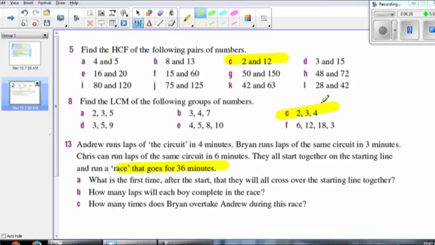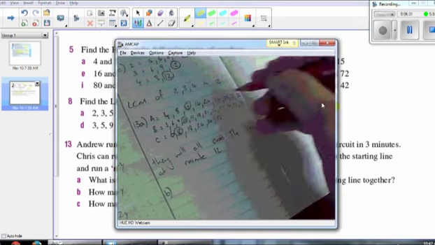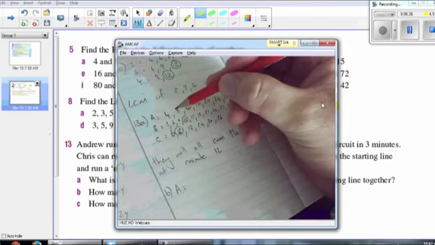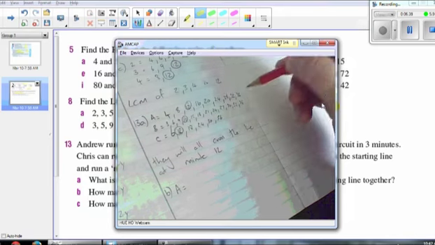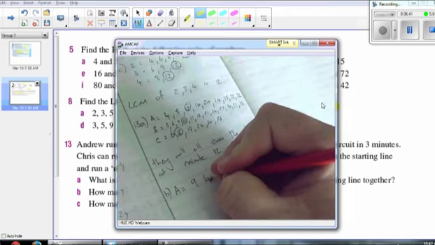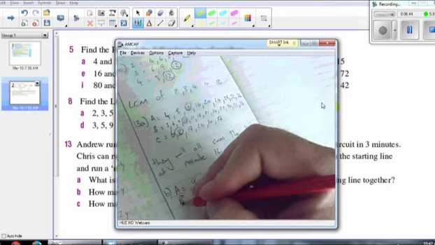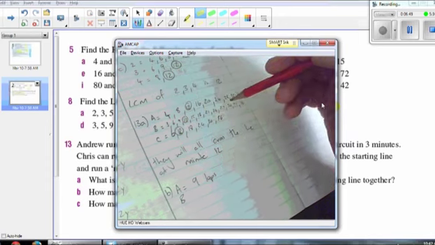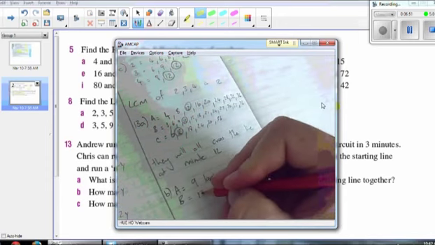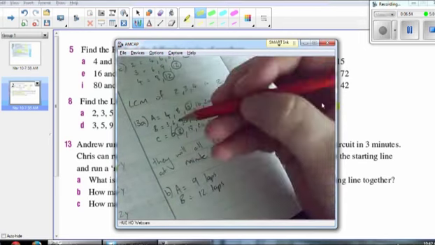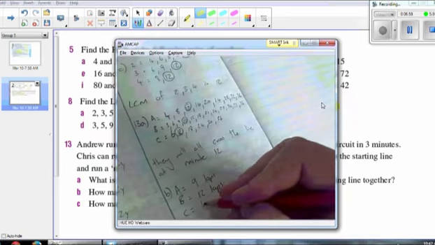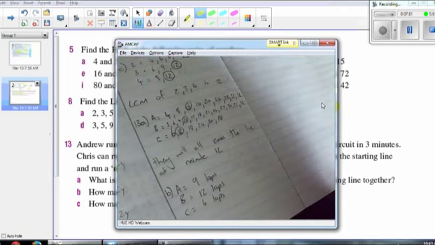Let's have a look at B. How many laps will each boy complete in the race? All right, so here we go. We've got it listed here. For Andrew, it will be 1, 2, 3, 4, 5, 6, 7, 8, 9 laps. For Brian, I think it was 1, 2, 3, 4, 5, 6, 7, 8, 9, 10, 11, 12 laps. For Chris, it's going to be 1, 2, 3, 4, 5, 6 laps. And that's the answer to B.